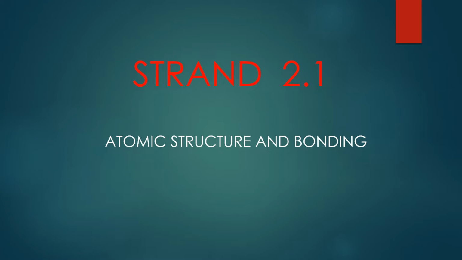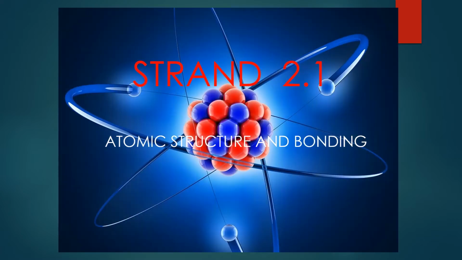Welcome to Strength 2.1. This is where we are going to be discussing atomic structure and bonding. Just like our solar system, which is made up of the sun and the planets, where the sun is in the center surrounded by all the planets around it, the center of the solar system contains the larger mass. Similarly, chemists believe that the structure of the atom is like that.